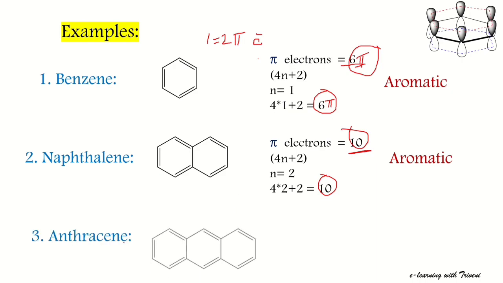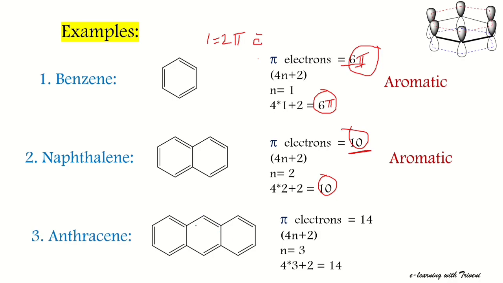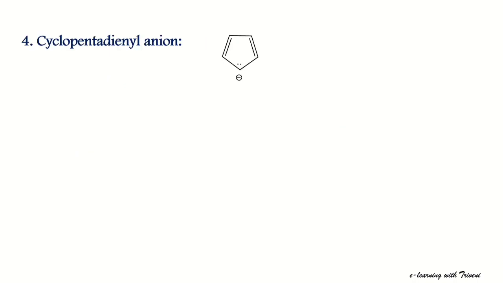Next, coming to anthracene, when you see the structure of anthracene, here a total of 7 pi bonds are present, and that is nothing but 14 pi electrons. When you apply the 4n plus 2 rule, here 3 rings are present. That is the reason I wrote n is equal to 3, that is 4 multiplied by 3 plus 2, which is equal to 14. Anthracene is also aromatic.